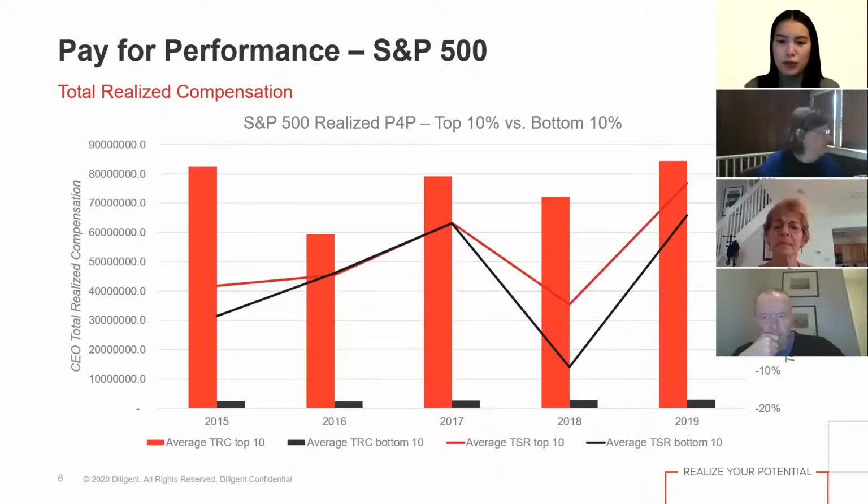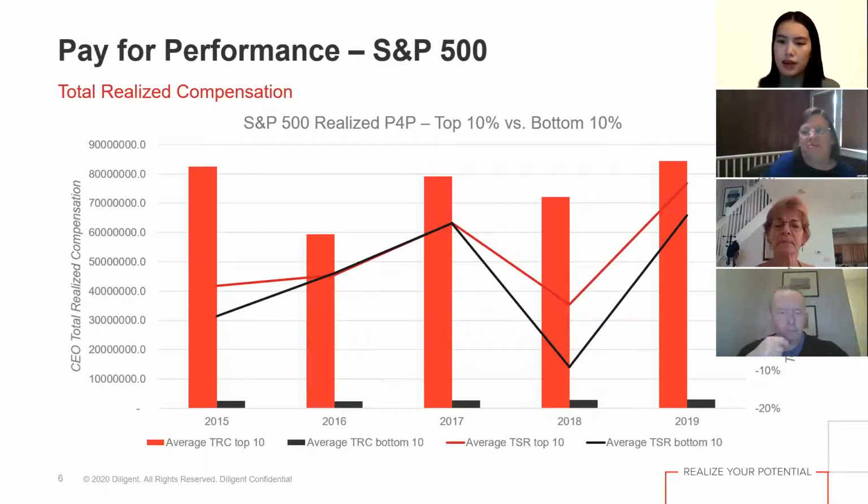But when it comes to realized pay for performance, it seems like the top 10% does perform better than the bottom 10%, outperforming in about 4 out of 5 years, 2015, 17, 18, and 19, by an average of about 7% overall.